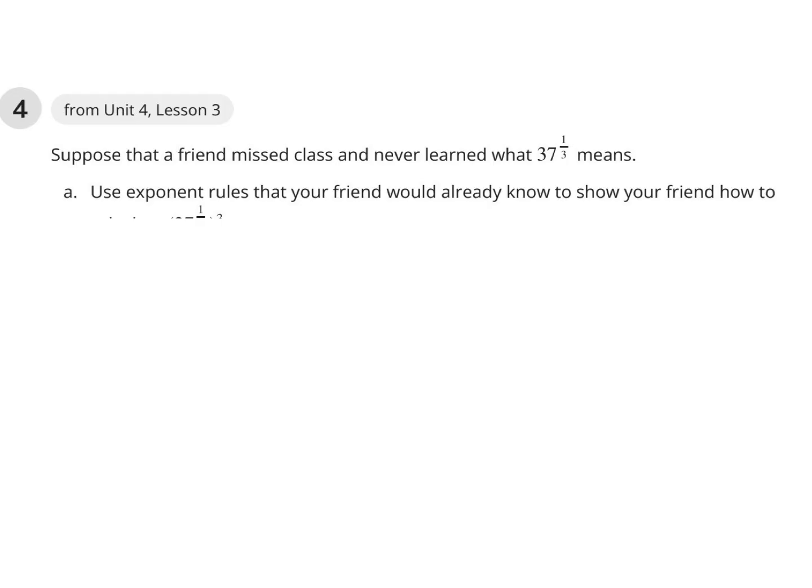Suppose that a friend missed a class and never learned what 37 to the 1/3 means. So using exponent rules, we know that the 1 is the numerator and the 3 is the root. The numerator is the exponent, the denominator equals the root. So 37 to the 1/3 means the cube root of 37 to the first power, which equals the cube root of 37. And leave it like that.